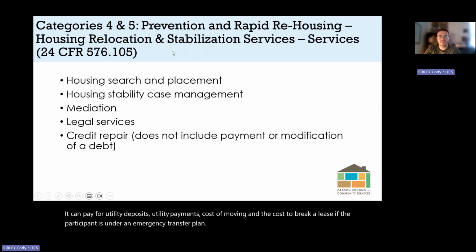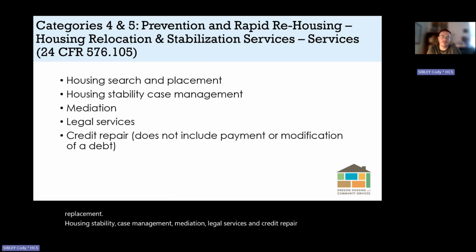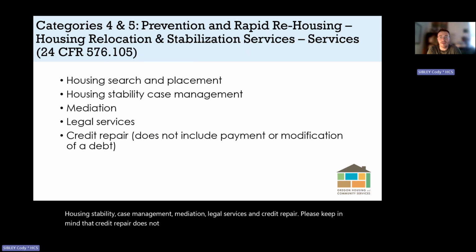And then housing relocation and stabilization services costs include search and replacement, housing stability case management, mediation, legal services, and credit repair. Please keep in mind that credit repair does not include the payment or modification of a debt. It can pay for, let's say, classes and assistance on how they can repair their credit, but it can't literally pay off their debts for them.